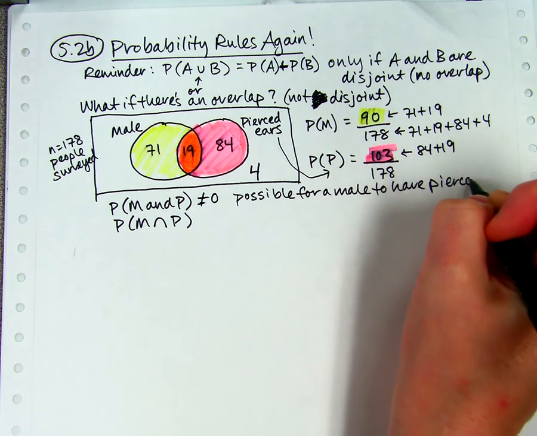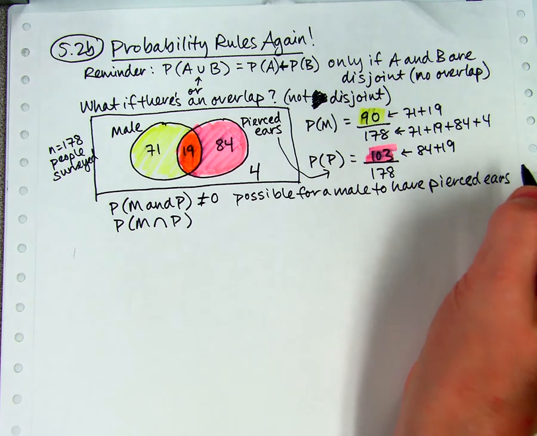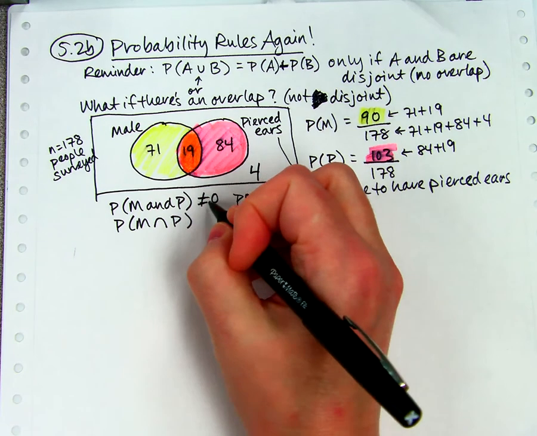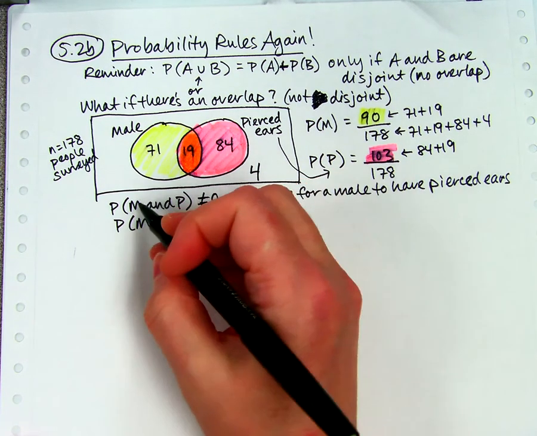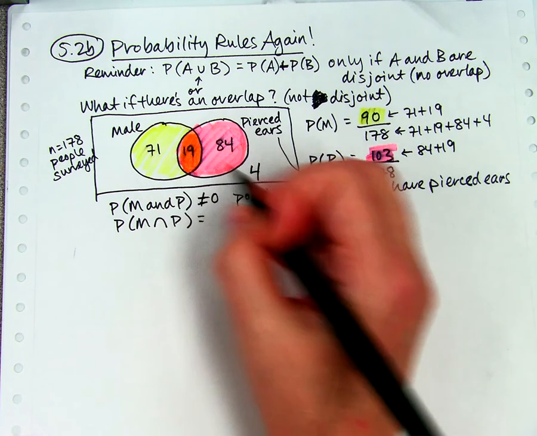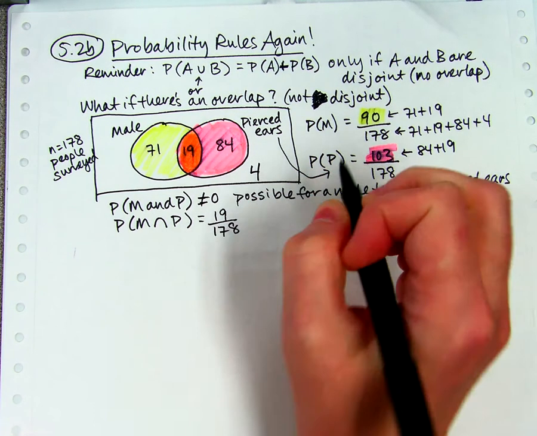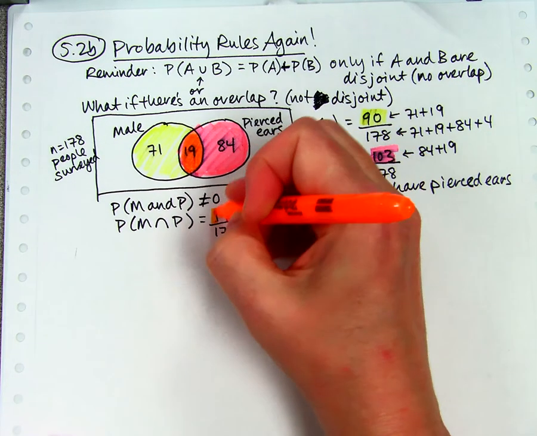That's what makes this not disjoint. And in some situations, you wouldn't know it's possible until you do your survey. Maybe some populations would have no guys with pierced ears. I don't know. But we're not going to assume that. So the probability of both is the same as the probability of male and pierced ears. That's that orange section in the middle. That's the 19 out of 178. It's not 0. So because it's not 0, we're going to have to work with that.